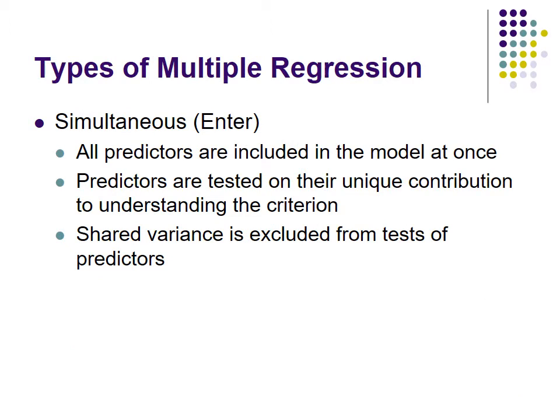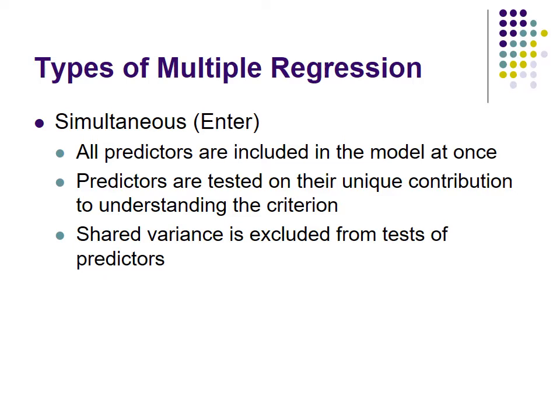So again, enter method enters all of the predictors simultaneously. All the predictors are included in the model all at once. Predictors are tested only on their unique contribution to understanding the outcome, the criterion. And the shared variance between any predictors is excluded from all tests. So you're almost always going to get a smaller total model and a smaller prediction model from enter method.